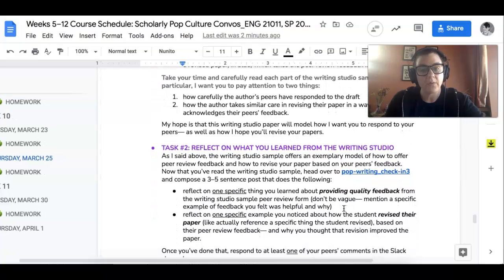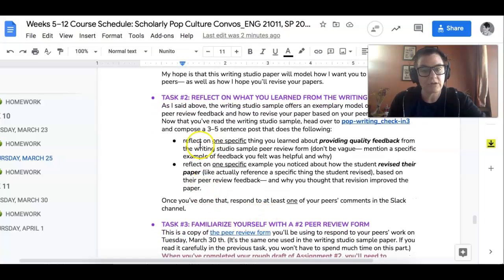And then I want you to reflect on what you've learned from the Writing Studio. So head over to Pop Writing Check-in 3 and just follow these instructions. Specific things here. The key is to make sure it's specific. It's not just super general, like, oh, they did this thing. Don't phone it in. Because it's really about reminding yourself of things that you want to model when you're giving peer review feedback and then also receiving it.